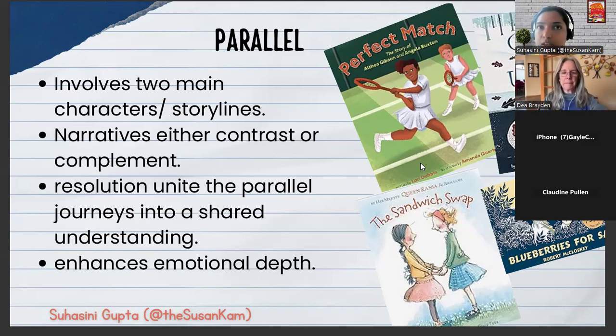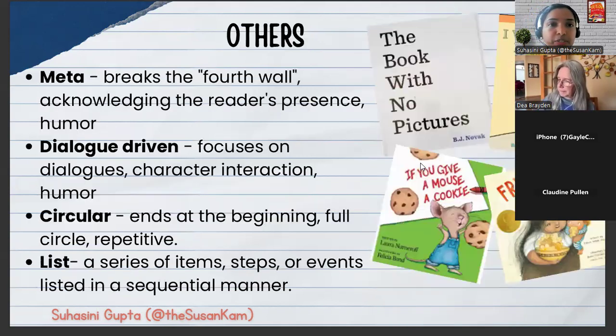Blueberries for Sal. I think it's a classic book where Sal and his mother, and Bear and his cub, go blueberry hunting on the hill, and somehow the kids get swapped, and now the mothers need to find their own babies before they go back home. So wonderful, wonderful story structure. I love it.